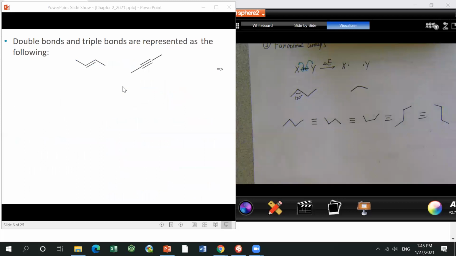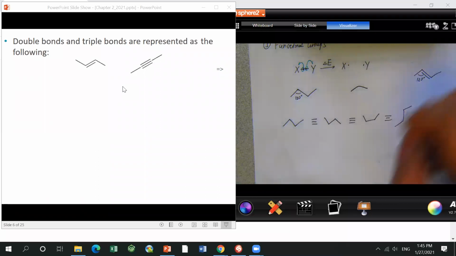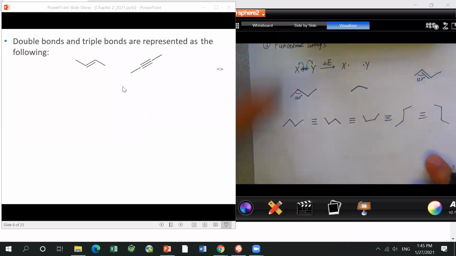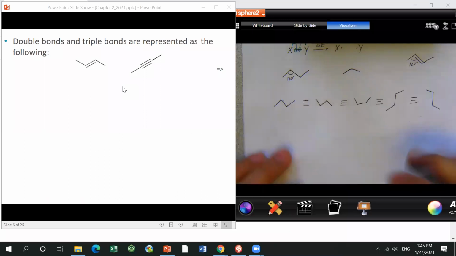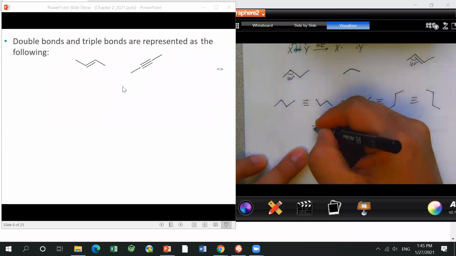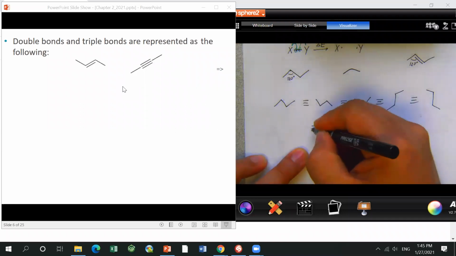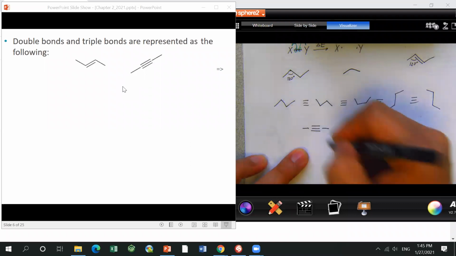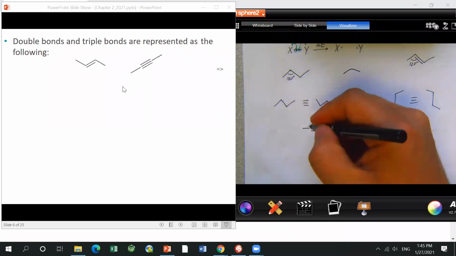Right, some other issues about using line angle structure. For a double bond, you still need to draw the angle, and still 120 degrees. But for the triple bond, you need to draw a straight line. So there's one carbon here, and then two single bonds, straight line, 180 degrees.